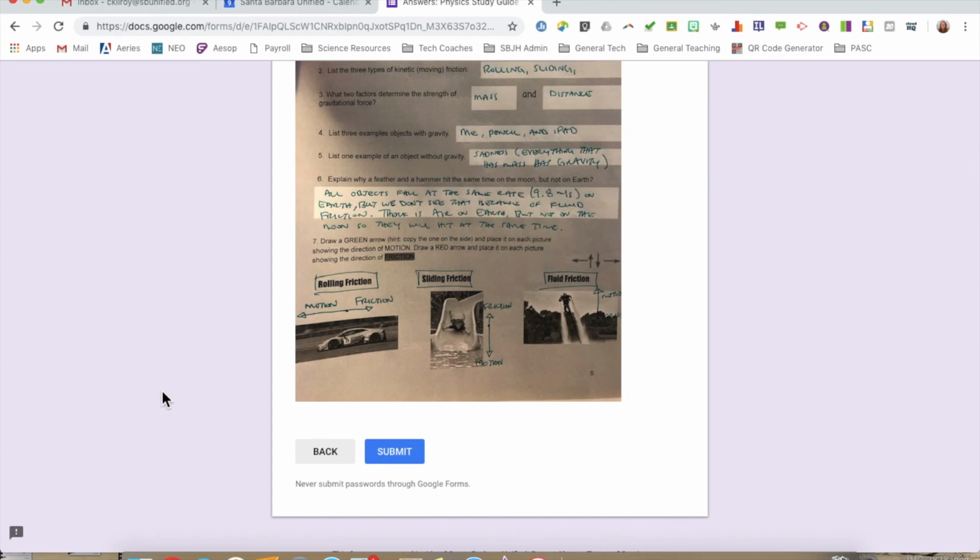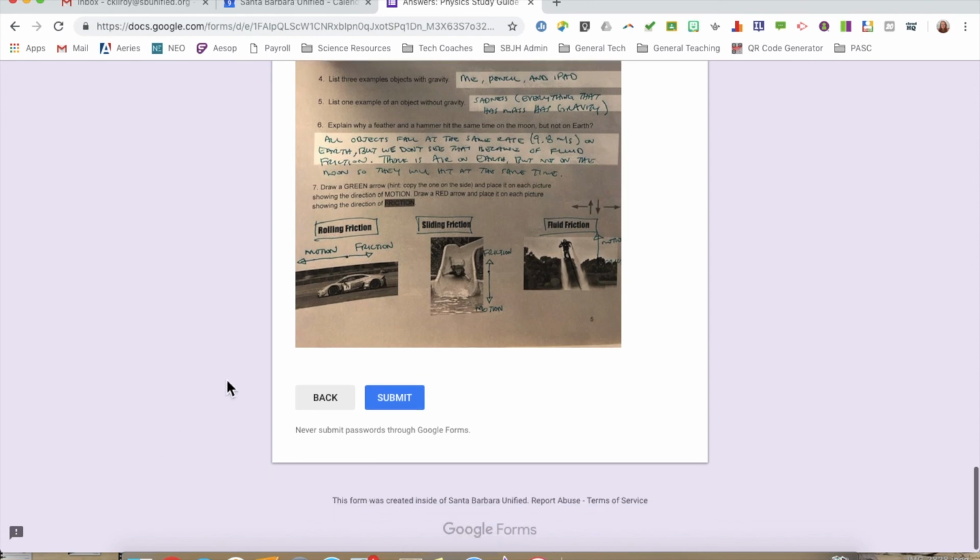Why does a feather and a hammer hit at the same time on the Moon, but not on the Earth? All objects on Earth fall at the same rate, 9.8 meters per second squared. But we don't always see that because of fluid friction. On Earth, we have air, which causes friction and slows things down. On the Moon, there's no air, therefore those objects aren't affected by fluid friction and will hit the ground at the same time.